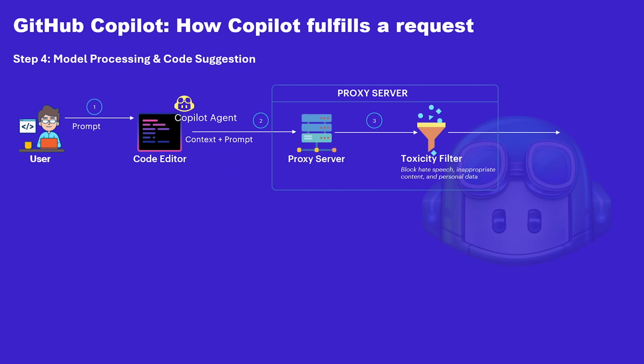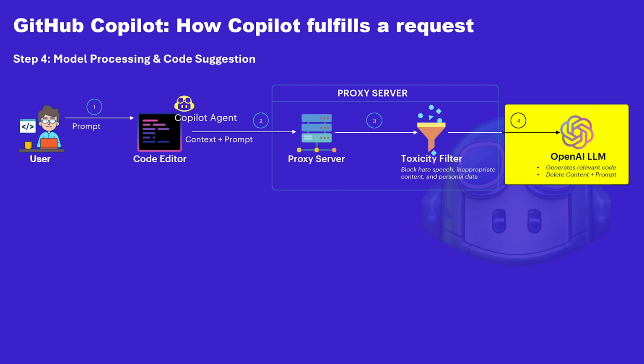Once your prompt is filtered, it sends it to a large language model behind the scenes. It interprets your request, uses context, and generates smart, context-aware code suggestions that fit naturally in your actual codebase, not just in isolation. After generating the suggestion, Copilot deletes your prompt. It doesn't store or use it to train its model, keeping your data private.